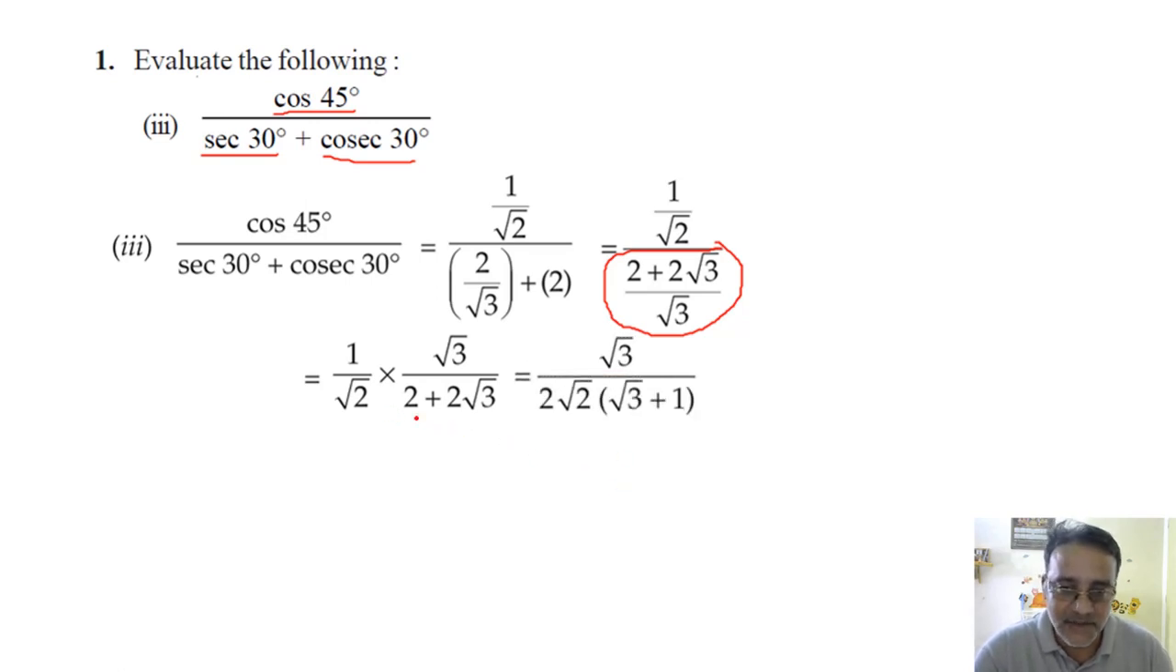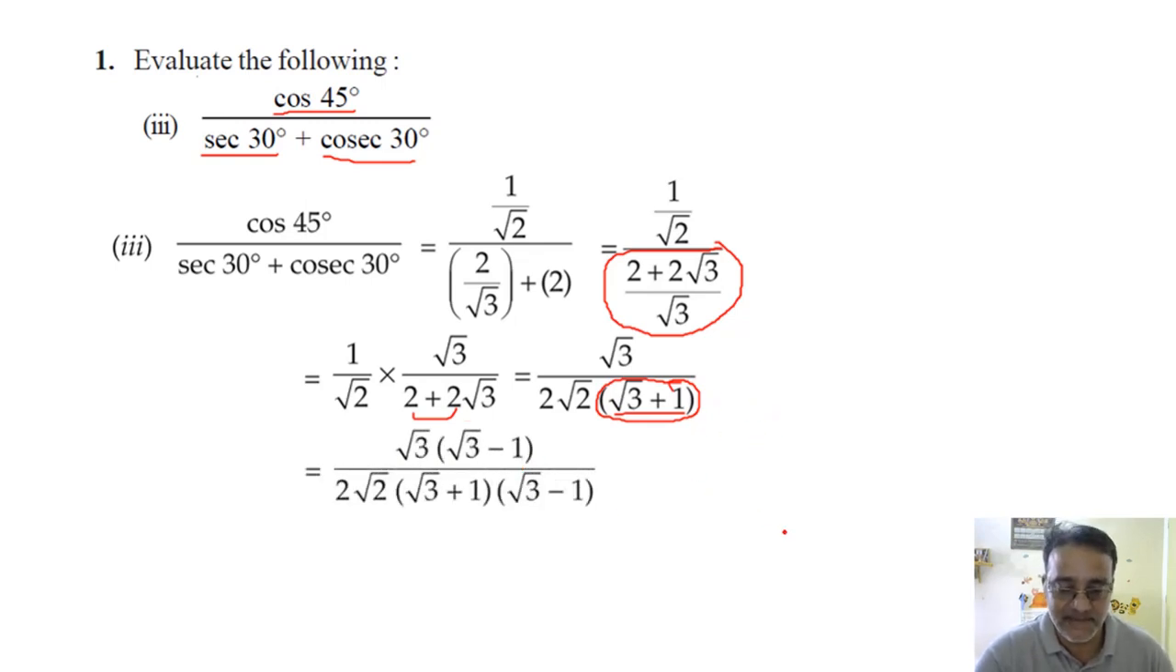Right, but we will take 2 common from here. Okay, that is also correct. We will take 2 common from here, and so root 3 plus 1. Root 3 we are writing first. Now we are going to rationalize this one. What is the rationalizing factor of root 3 plus 1? Root 3 minus 1. Right. So we will multiply and divide by root 3 minus 1.